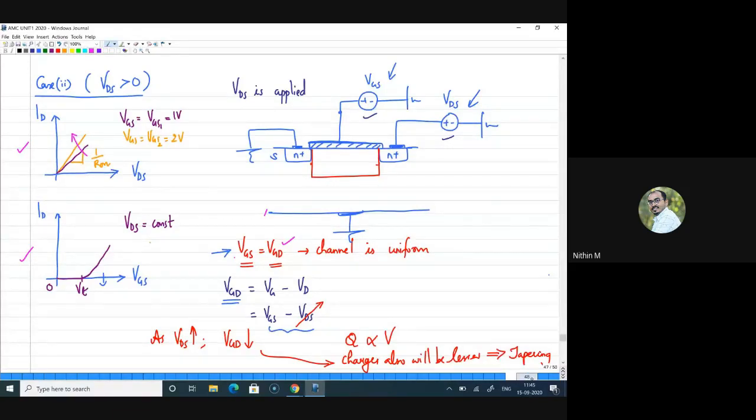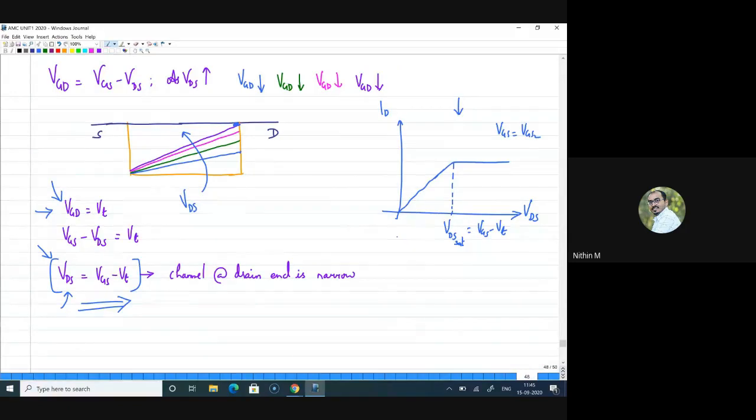That results in a change in the shape of the channel, which we understand by drawing lines in this form. As you keep on increasing VDS, the channel will taper, and finally it will reach this point where you can see that the channel is just present. For that condition, we have taken VGD as equal to VT, because at threshold voltage you have a channel present. So I have taken VGD as equal to VT, and at this condition the channel is present there.